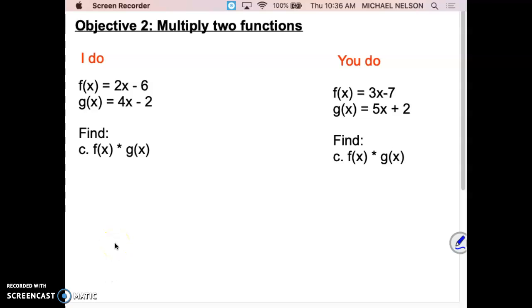In this video, we're going to discuss multiplying two functions with one another. In this case, both functions are written in function notation. One is labeled f of x, the other is labeled g of x, and it's asking me to find f of x times g of x.